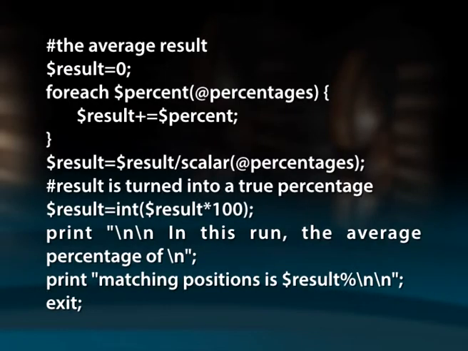To calculate the average result, the following code can be used. First, $result is initialized with 0. A foreach loop can be used: foreach $pc of the array @percentages, $result plus equals $pc. $result equals $result divided by scalar @percentages. Now the result is turned into a true percentage by the statement $result equals int of $result times 100. Print in this run the average percentage of \n. Print matching positions is $result percent.